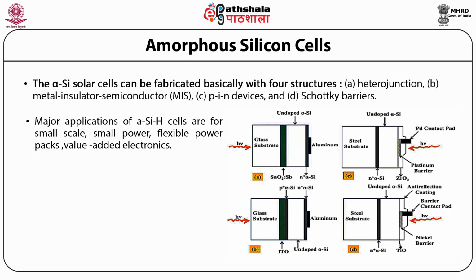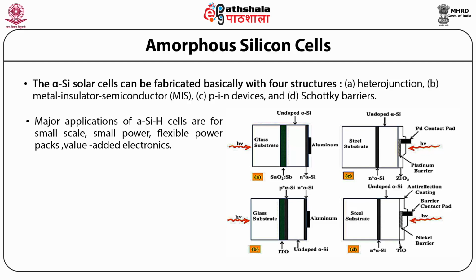This platinum SiO2 PIN alpha-Si silicon solar cell has given a VOC of around 0.77 volts, ISC of 7 milliamperes per centimeter squared, a fill factor of 0.6, and an efficiency of 3.3% under AM1 condition.